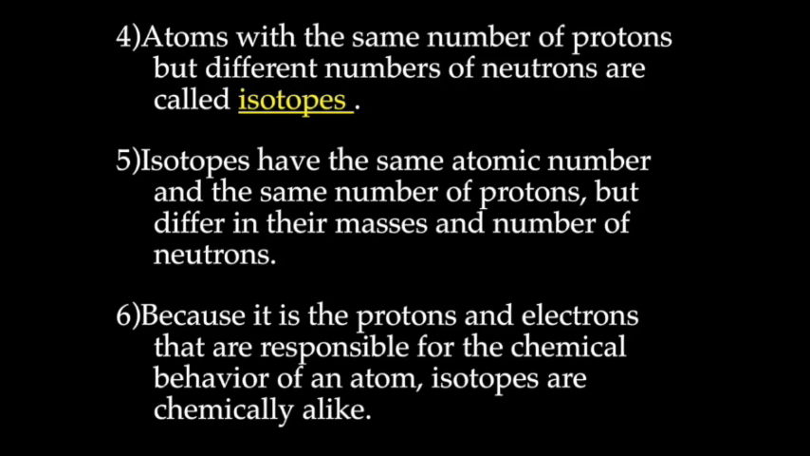So isotopes have the same atomic number and the same number of protons, but differ in their masses because they have a different number of neutrons. Okay, so we can have a carbon. Again, carbon has 6 protons. Every carbon in the world has 6 protons. But some carbons might have 6 neutrons, some might have 5, some might have 7. So because it's the protons and the electrons that are responsible for the chemical behavior of an atom, isotopes are chemically alike. Okay, so even though one carbon has 7 neutrons and one has 5 neutrons, they still act the same.